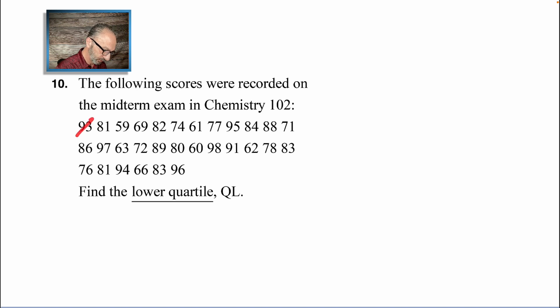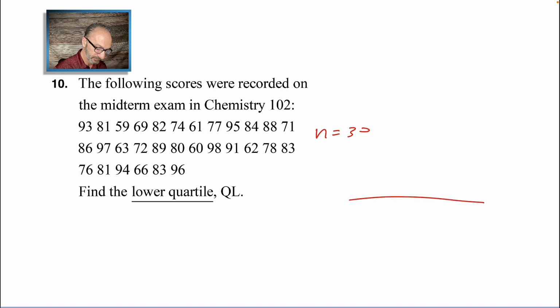We have 1, 2, 3, 4, 5, 6, 7, 8, 9, 10, 11, 12. 12 here, 12 here. That's 24, 25, 26, 27, 28, 29, 30. So n is 30. That means it's even. We start with the median.